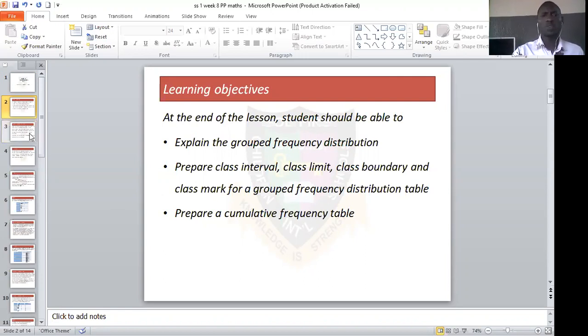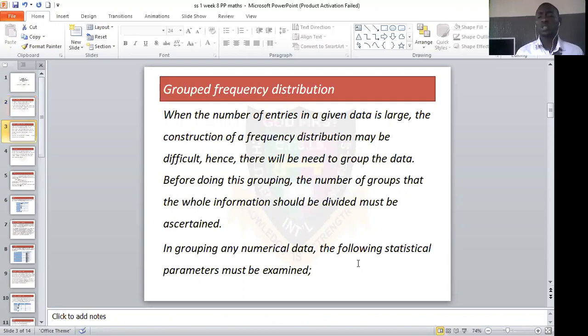First, what do we mean by group frequency distribution? This is used when the number of entities in the given data is large. When the given data is very, very large, the construction of a frequency table will be very hectic. Let's say we have a range of numbers from 1 to 50, and all these individual numbers have their frequency in the data given. Probably 1 has 5, 4 has 8, 2 has this, and down to 50. It will be very hard to prepare a frequency distribution. Hence, that is why we need to group the data.